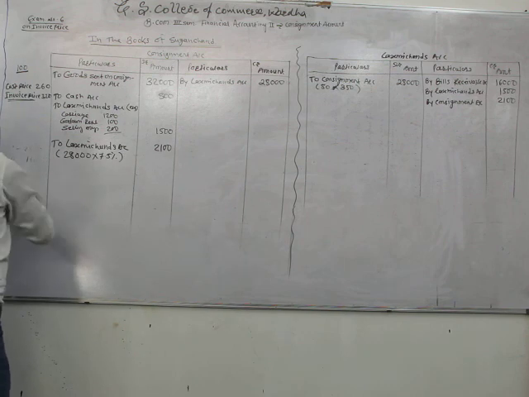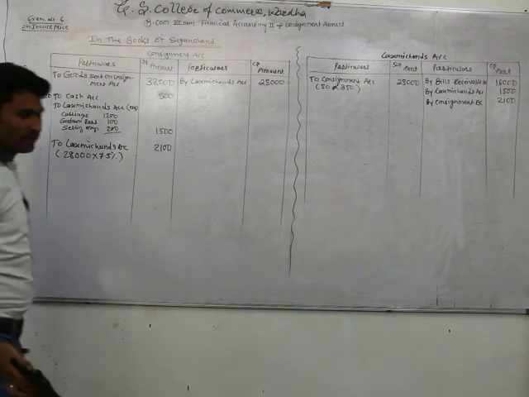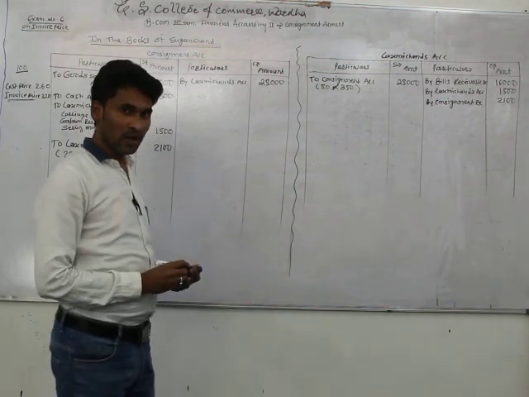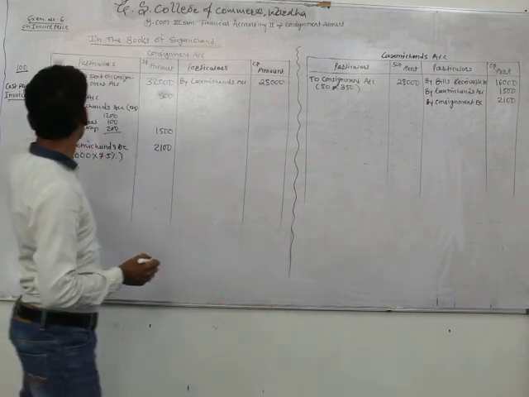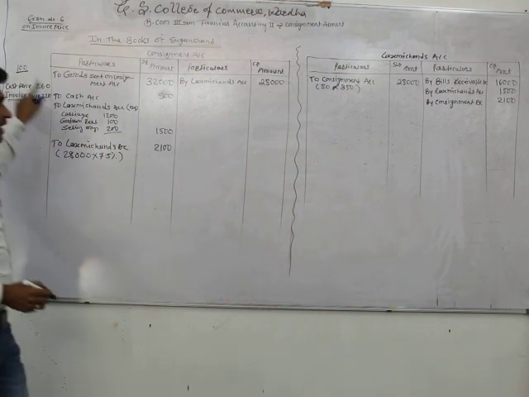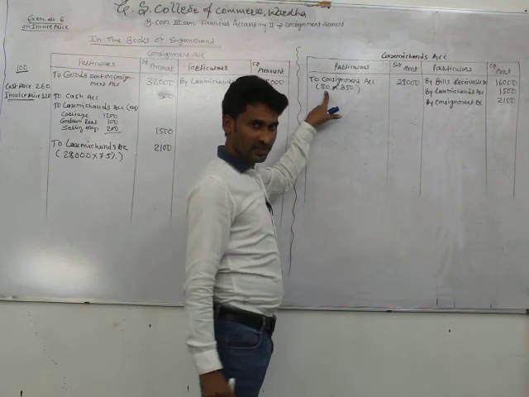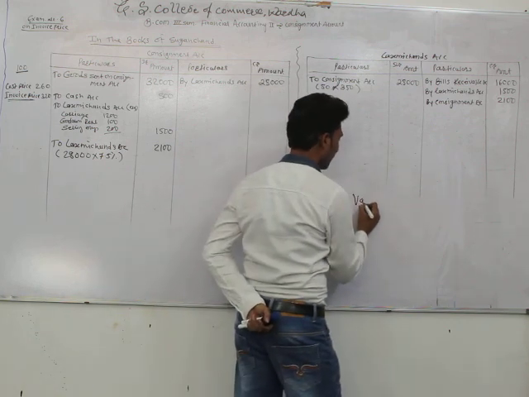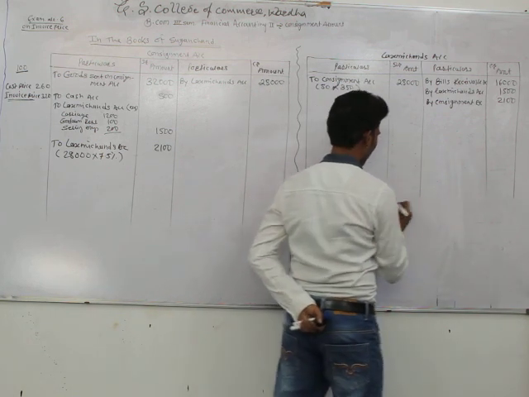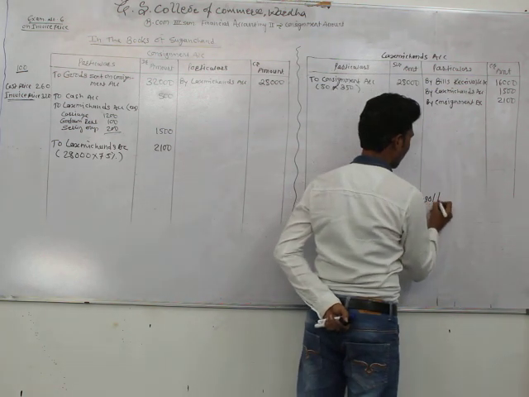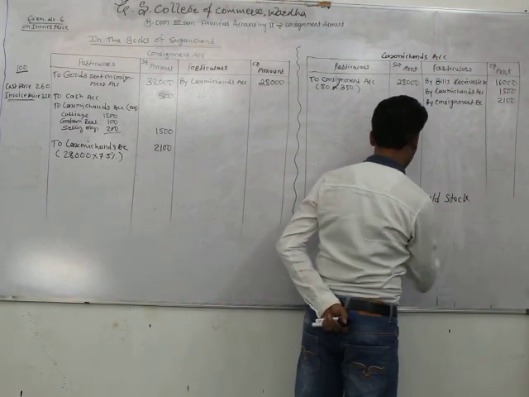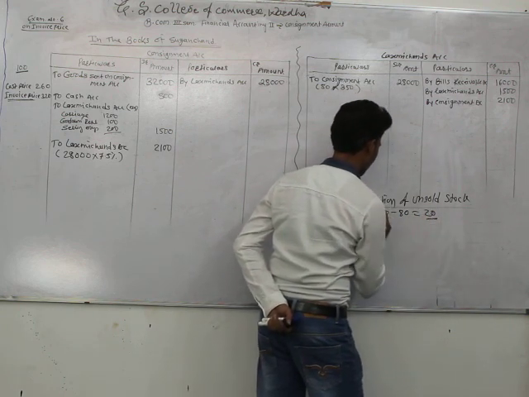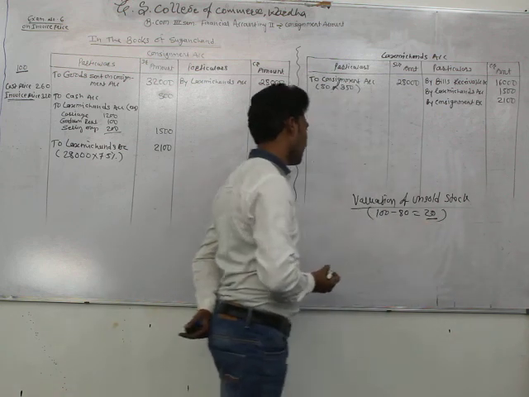The transactions are over. Now, to find out the profit or loss, we need to make the valuation of unsold stock, because they have unsold stock. It said 100 bed sheets, but it has only sold 80 bed sheets. It means they have 20 bed sheets unsold. So there is an unsold stock. So we need to make the valuation of unsold stock. 100 minus sold 80 is equal to 20. 20 bed sheets are unsold.